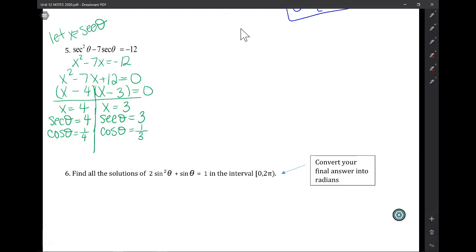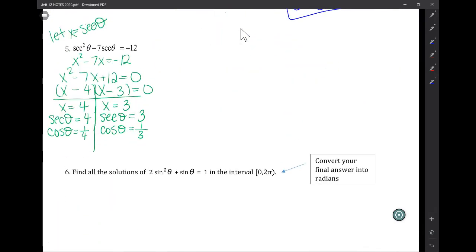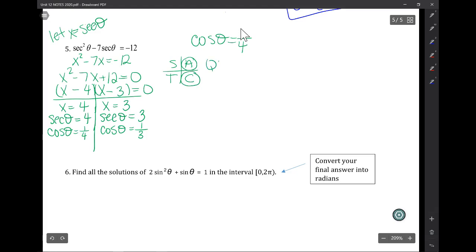So just like number 4 where we had 2 separate answers, we have 2 separate, completely different answers on this one as well. So I'm going to set up my cases. What if cosine of theta equals 1/4? Well, it's positive. So I want to know what 2 quadrants cosine is positive in. Cosine is positive in quadrants 1 and 4.